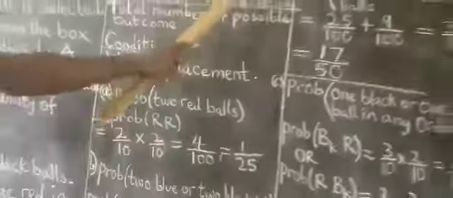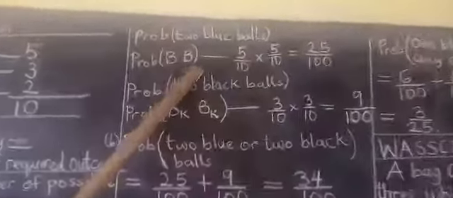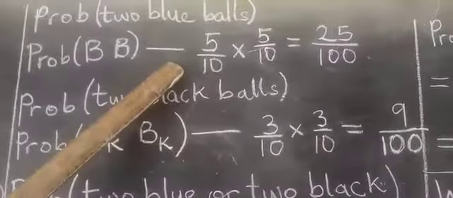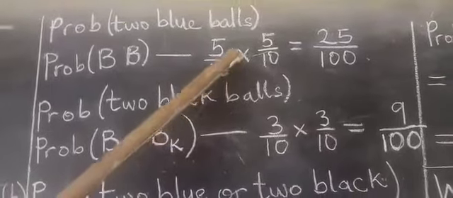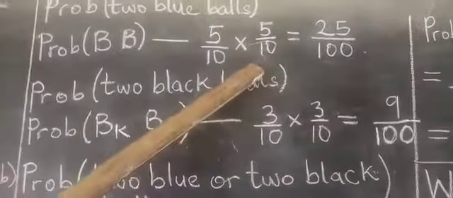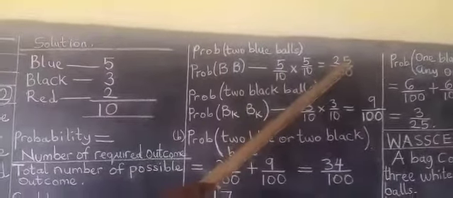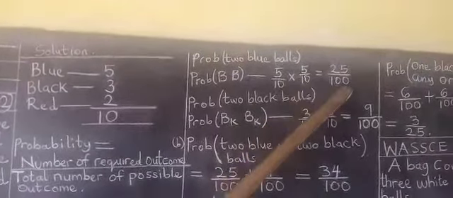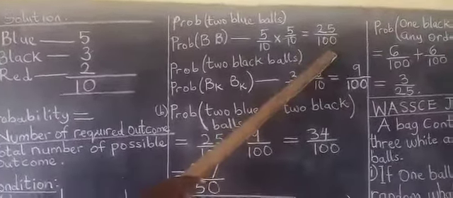Now probability 2 blue balls. Probability blue is the number of blue. There is 5 over 10. Another blue will also be 5 over 10 since it is with replacement. So 5 times 5 gives 25. 10 times 10 gives 100. So here we have 25 over 100.